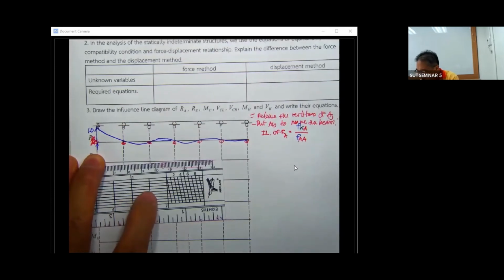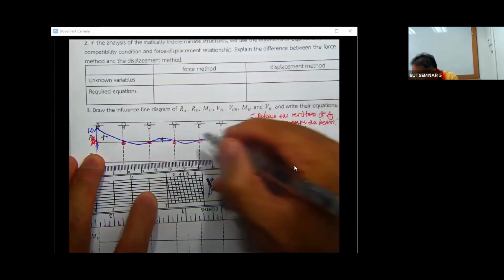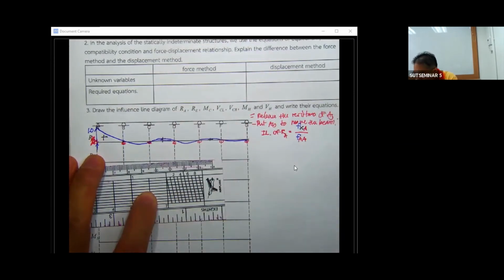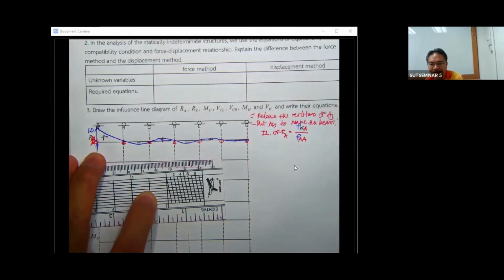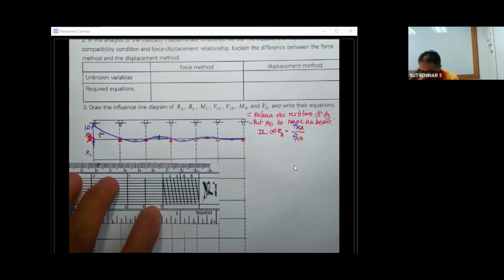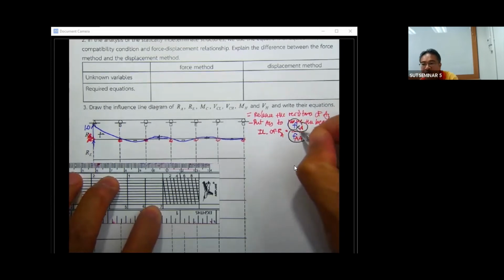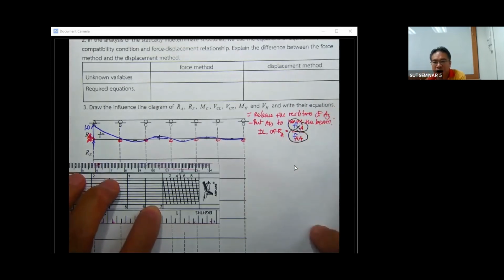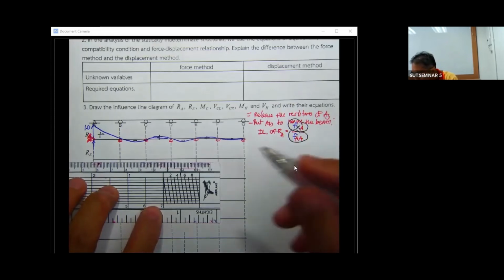You can see this is going to be positive, this is going to be positive, and this is going to be positive. The rest of this is negative, this is negative, and this is negative. There are positive and negative coordinates on this. So it is imperative, it is a must for you guys to go back and review the methods to determine the deflection.